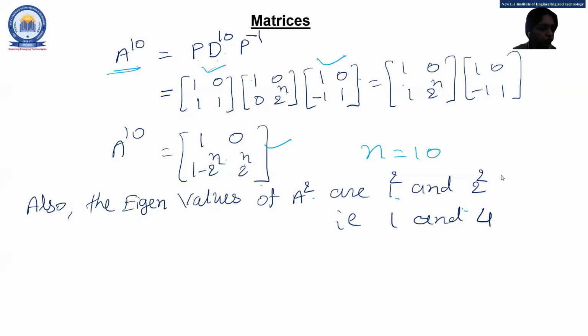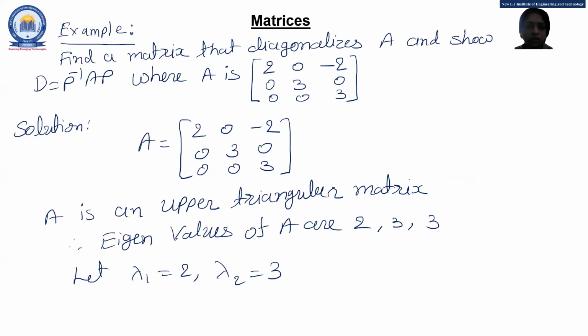So let's move on with one more example. Find the matrix that diagonalizes A. Show that D equals P inverse AP, where A is given. In this example, I have taken a 3 by 3 matrix, right? See, this is our given matrix.